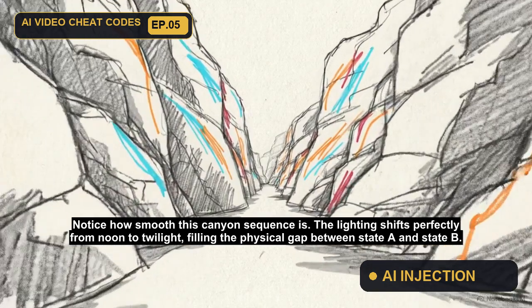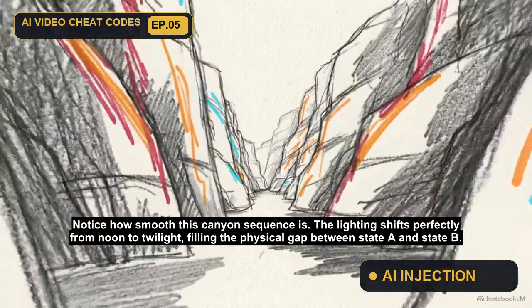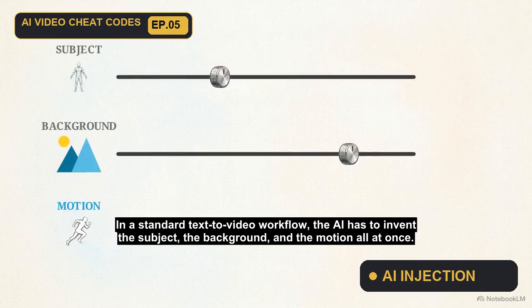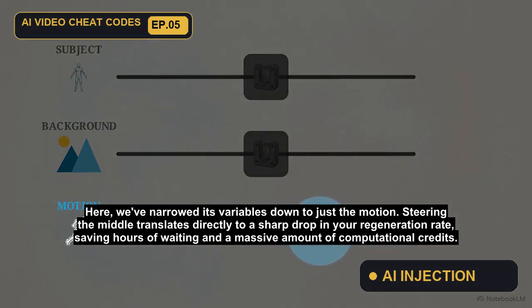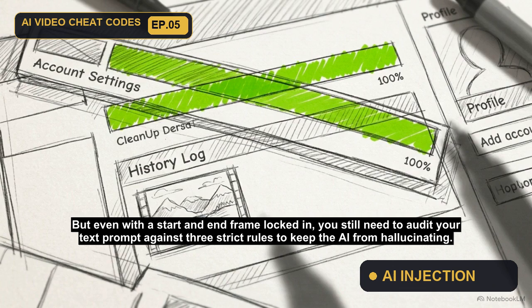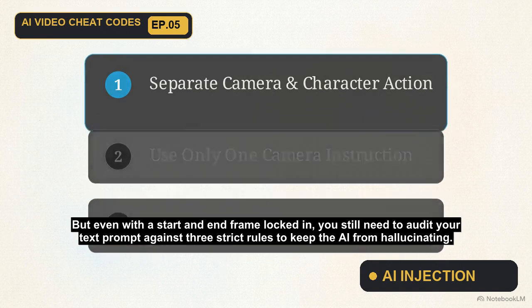Notice how smooth this canyon sequence is. The lighting shifts perfectly from noon to twilight, filling the physical gap between state A and state B. In a standard text-to-video workflow, the AI has to invent the subject, the background, and the motion all at once. Here, we've narrowed its variables down to just the motion. Steering the middle translates directly to a sharp drop in your regeneration rate, saving hours of waiting and a massive amount of computational credits. But even with a start and end frame locked in, you still need to audit your text prompt against 3 strict rules to keep the AI from hallucinating.